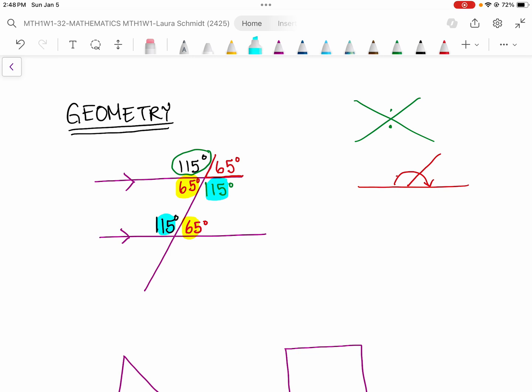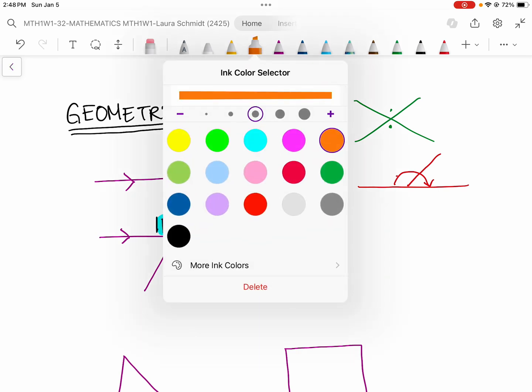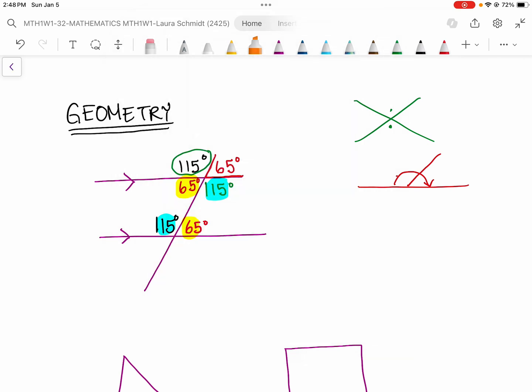There's also the corresponding angles, which sometimes people call an F pattern. So this one and this one are corresponding angles. So this would be 65 and this would be 115.